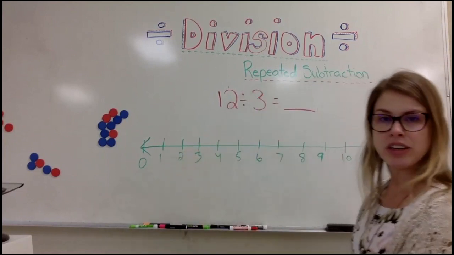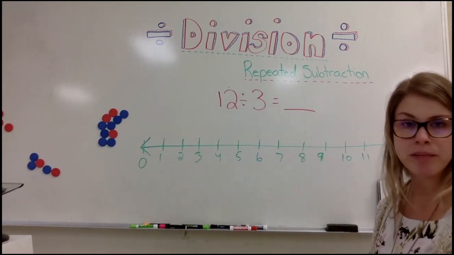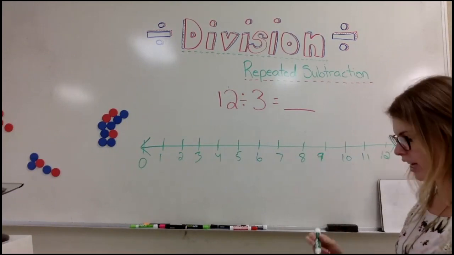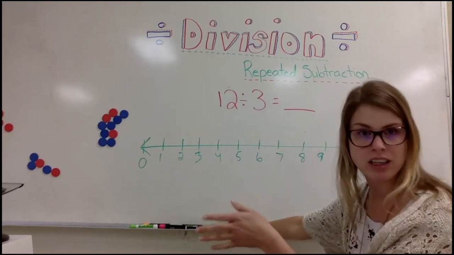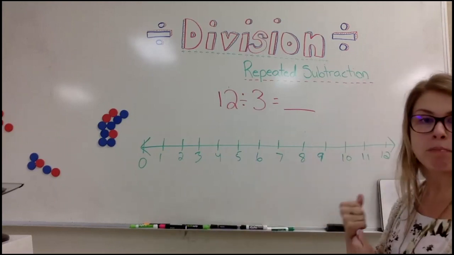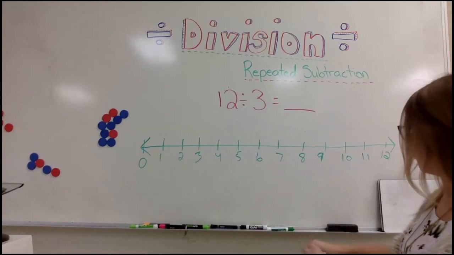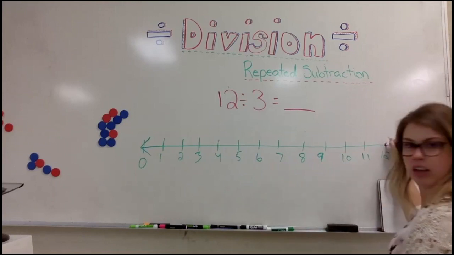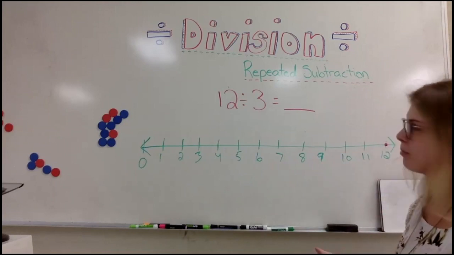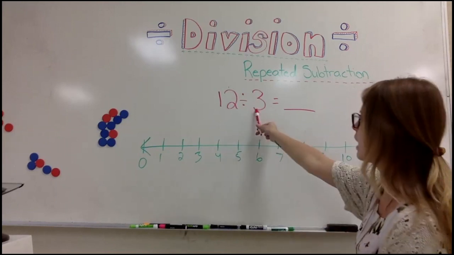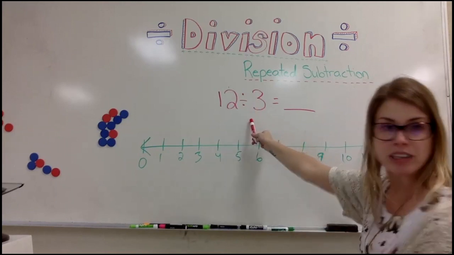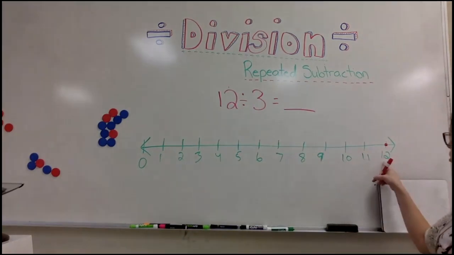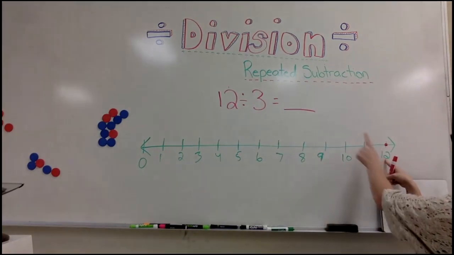Okay, so now that I have 12 divided by 3, you're starting at our big altogether number, and we're going backwards, the opposite of multiplication, going backwards. So we have 12. And what are we going down by? To figure that out, you look at your second number. We're going down by 3s. So I'm going to start at 12 and I'm going to count 3. 1, 2, 3.